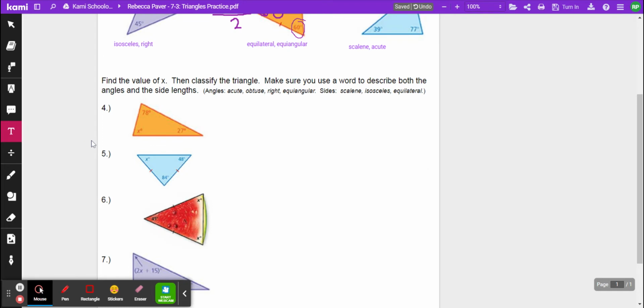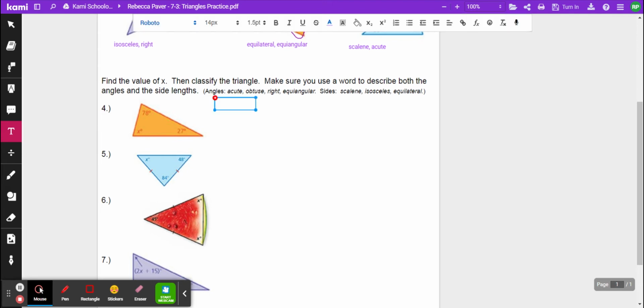For the next set, it says to find the value of x and then classify the triangle. Make sure you use a word to describe both the angles and the side lengths. In order to find the value of x, we should set up an equation. I know that all of the angles of a triangle equal 180 degrees. So our equation would be x plus 78 plus 27 equals 180.